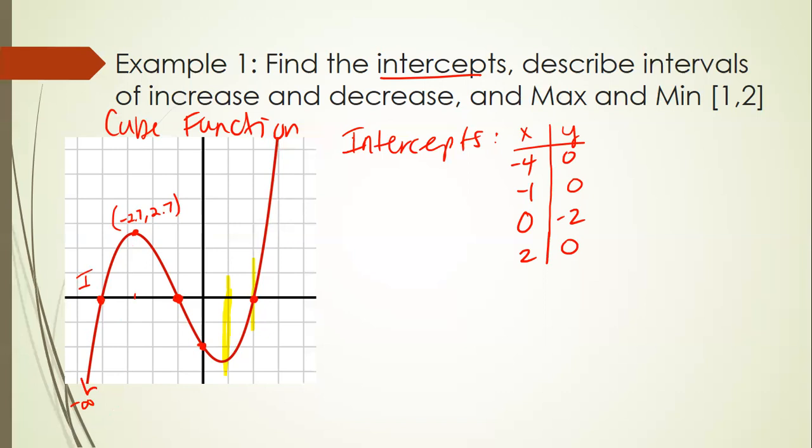2.7, 2.8, whatever your heart tells you. So that's a point of increase. Then I keep reading my graph from left to right. And then from here to here, what is it doing? Decreasing. This is decreasing, and it decreases up until here.